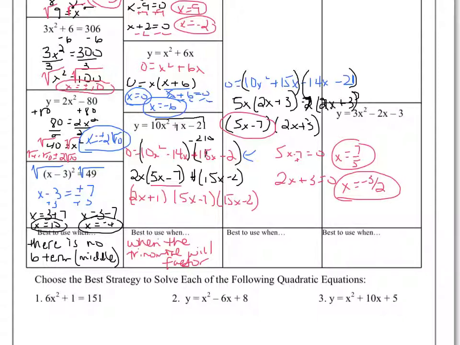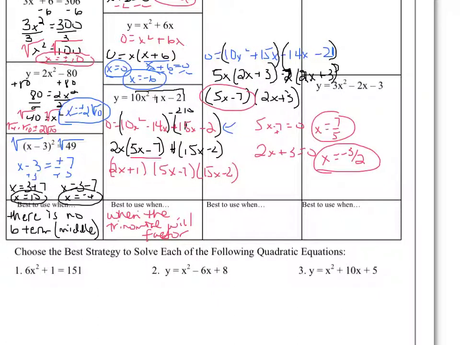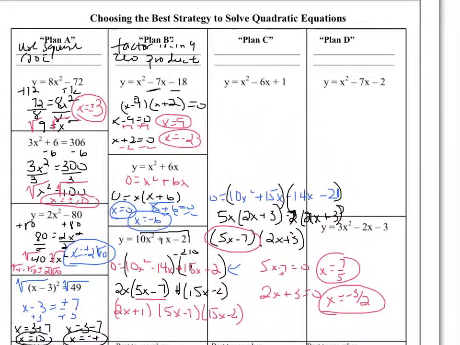Okay, let's move on to the next one. Okay, plan C. The other thing that we learned was completing the square. So complete the square. We use this when we can't factor, when we want to try and make c into a perfect square in order to factor it.